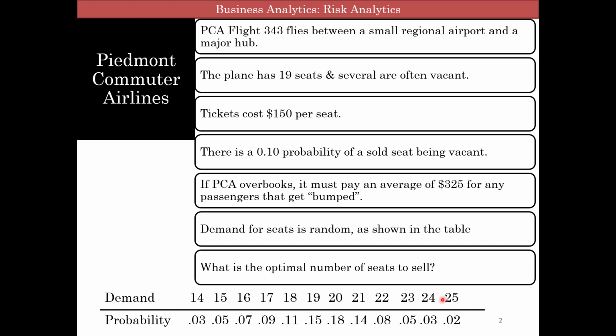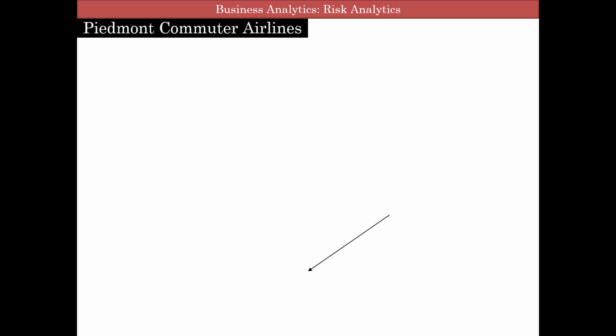So this is called yield management with airlines. They often sell more tickets than they have because there's always a chance that people are not going to show up. So how are we going to model this problem? Let's go ahead and start the model of this problem.